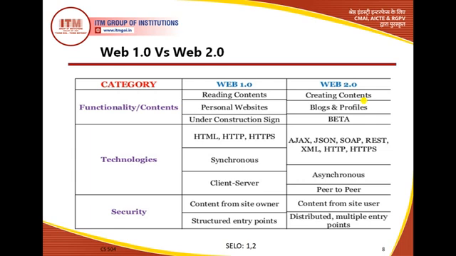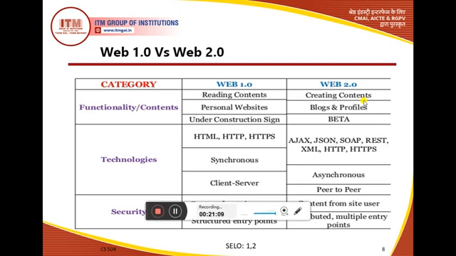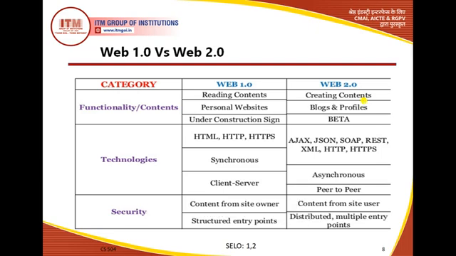So this was not possible in Web 1.0, because here only one person, the owner, had the responsibility or authority to release the content, otherwise the content could not be released. This is what makes Web 1.0 an older version in terms of technology than Web 2.0. So this is the major difference between these two.